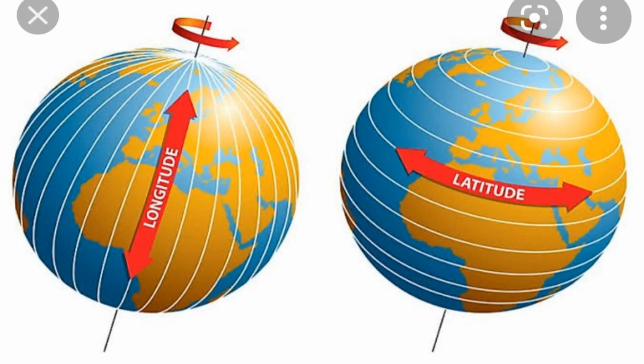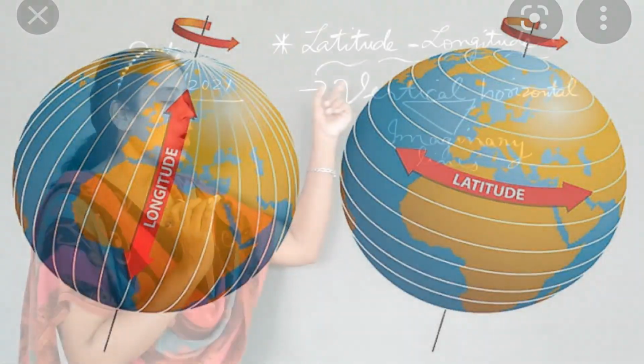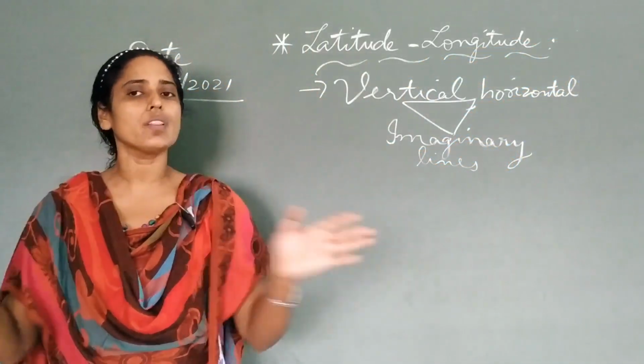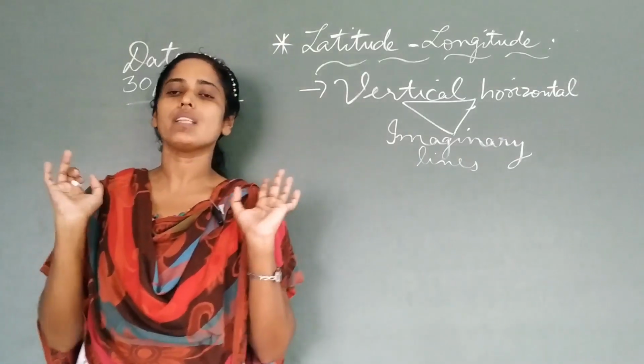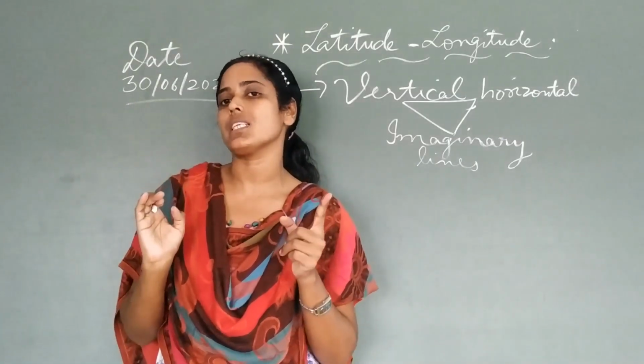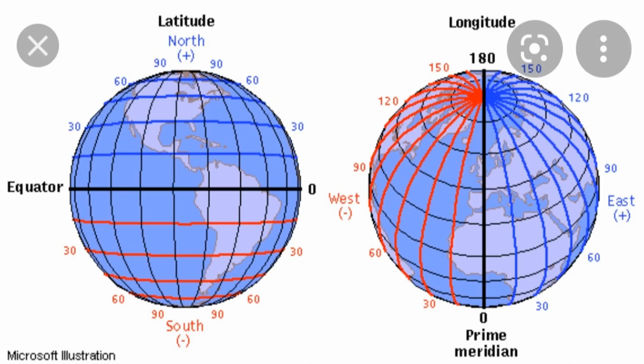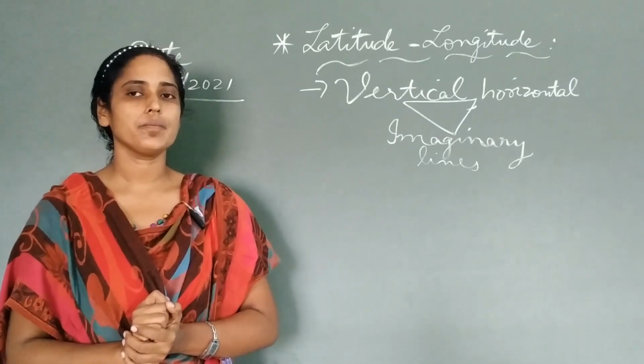So students, on Earth's surface you will not find these in reality. You will not find longitude and latitude anywhere on the Earth's surface. But in a map you can see it, and in a globe you can see it. We saw the 0 degree in the previous video, just in the form of a line. So you have to just imagine, on the globe and on the map you can see these lines.